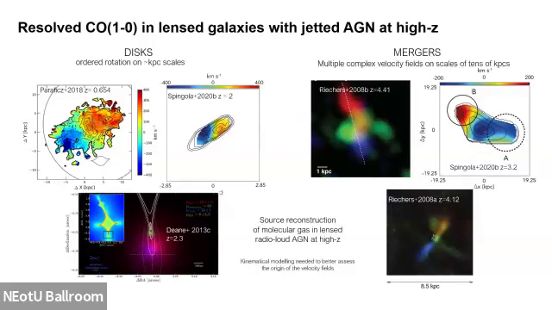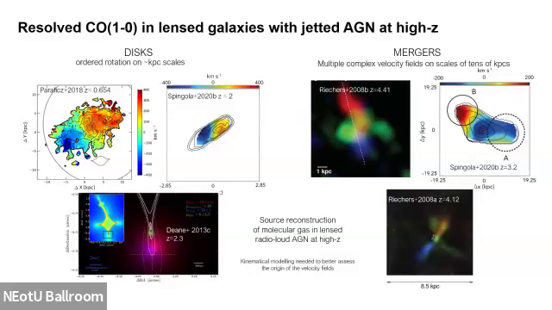So we have two main populations. Disks, on the left, have ordered rotation on kiloparsec scales, compact systems with gradients with ordered rotation on the major axis. But we also have mergers, namely complex velocity fields on much larger scales, and a much more extended molecular gas reservoir, which is what we expect from our theoretical understanding and from our simulations.